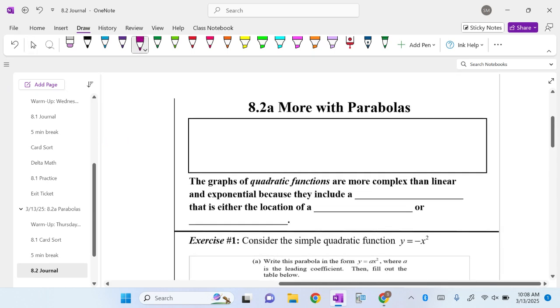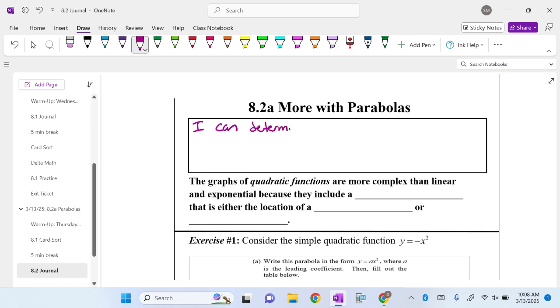So your I can statement for this journal is: I can determine whether a parabola will have a maximum or minimum from its function.